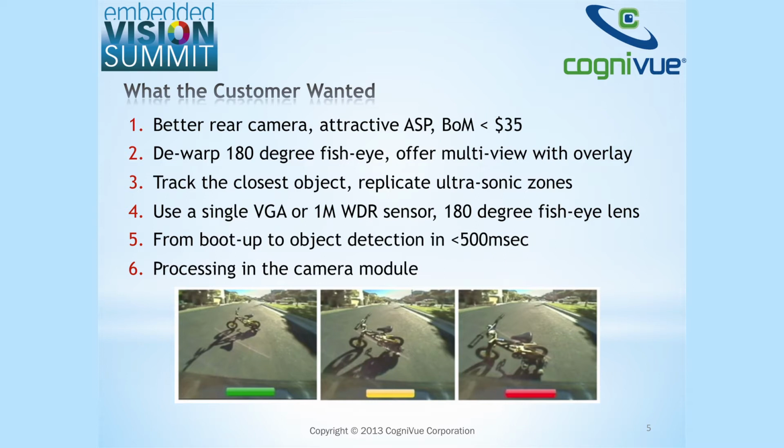The really difficult part was they wanted to do closest object detection, replicating something like ultrasonic distance zones in the camera itself, not in the dash, not in a separate box, but in the camera module. And they wanted to start off by, of course, being cost concerned. They wanted to use a VGA camera initially. It's actually migrated since then to a 720p camera, usually wide dynamic range for low light sensitivity.